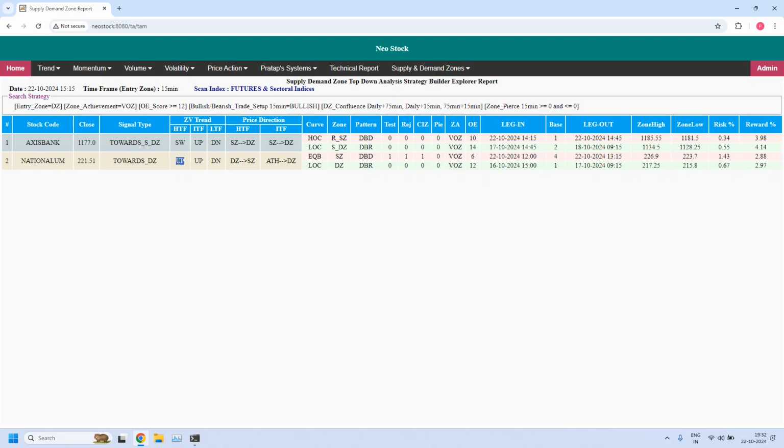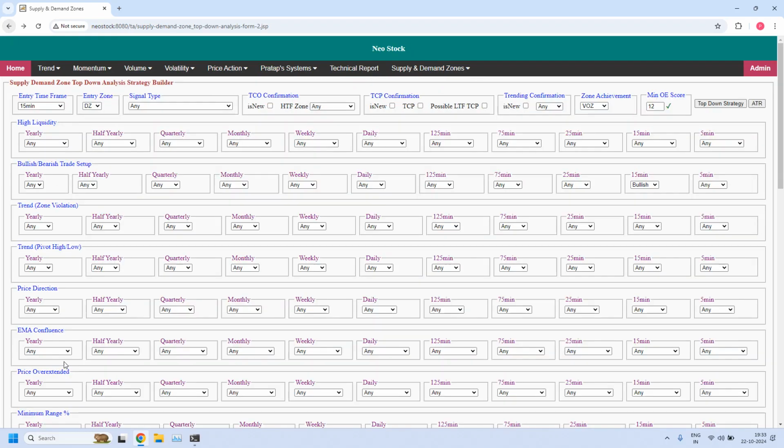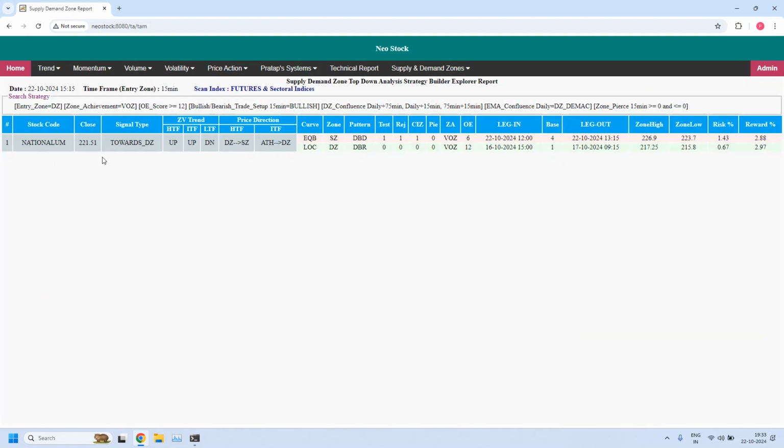If the second stock is having EMA confluence, that is daily demand zone is having daily EMA confluence, it is even more high probability setup. Because all the zones, LTF and ITF zones are part of HTF zone, that is daily zone. Let's verify. In the EMA confluence, daily time frame, daily demand zone with daily EMA confluence. Oh, we got this stock, 1 stock, and it is uptrend, and also having daily EMA confluence.